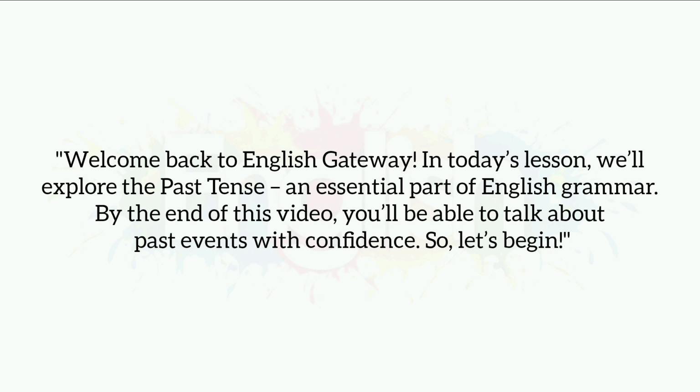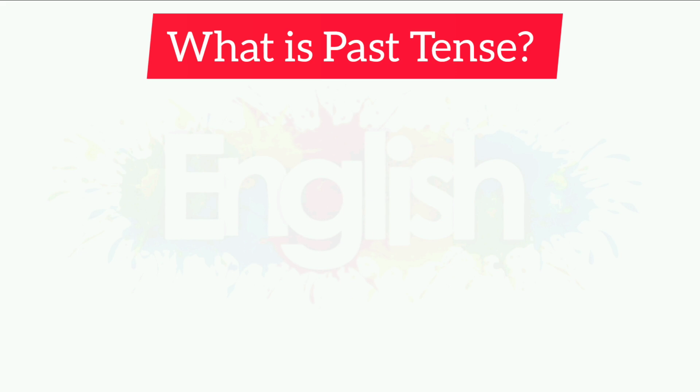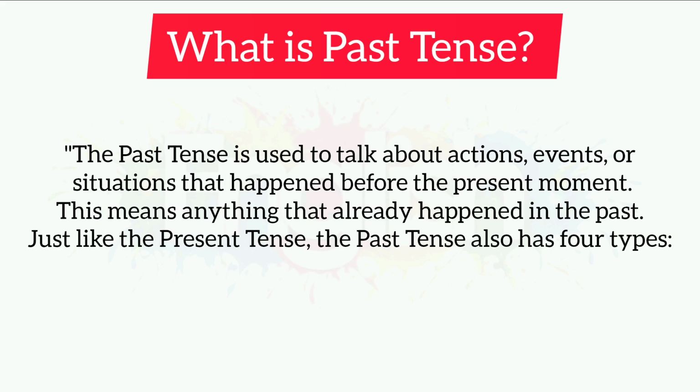In today's lesson, we'll explore the past tense, an essential part of English grammar. By the end of this video, you'll be able to talk about past events with confidence. So, let's begin. What is past tense? The past tense is used to talk about actions, events, or situations that happen before the present moment. This means anything that already happened in the past.